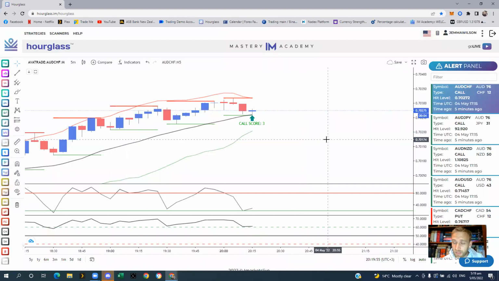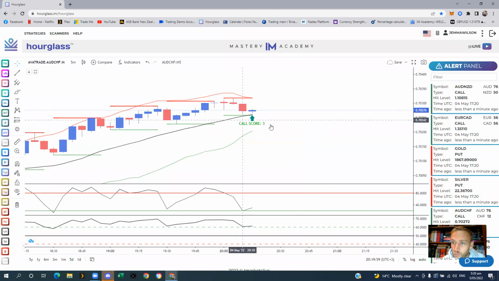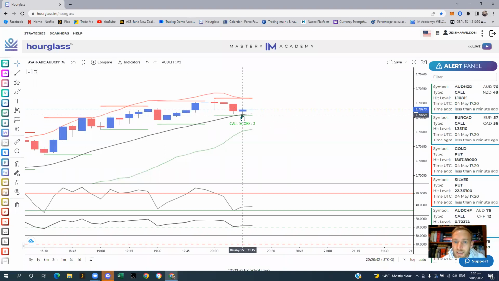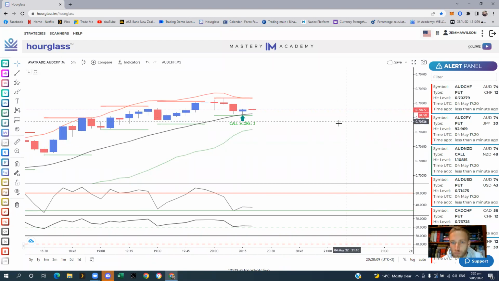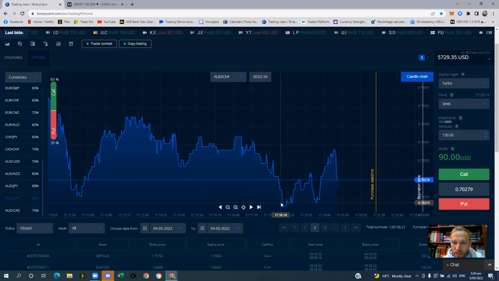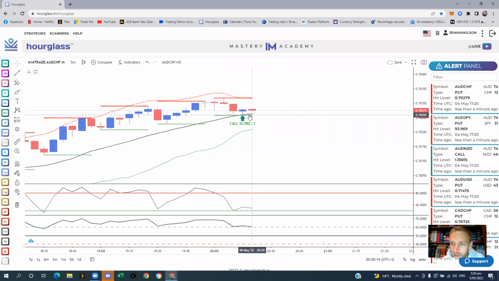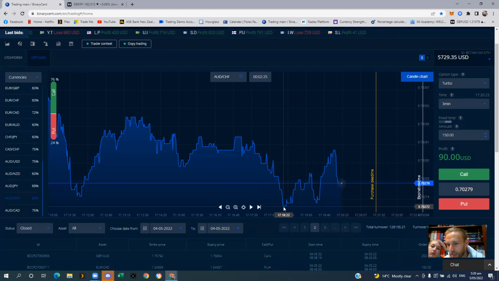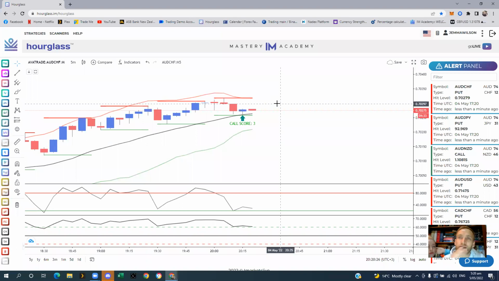Now the thing about this one is it requires patience. You'll notice that with Hourglass, the price doesn't match my broker, Binary Cent, at all. Literally, 260 is where it wicked down to, and it came down to 272. So it's out by a little bit. It requires you to take a few trades and check your broker to see how accurate it is.